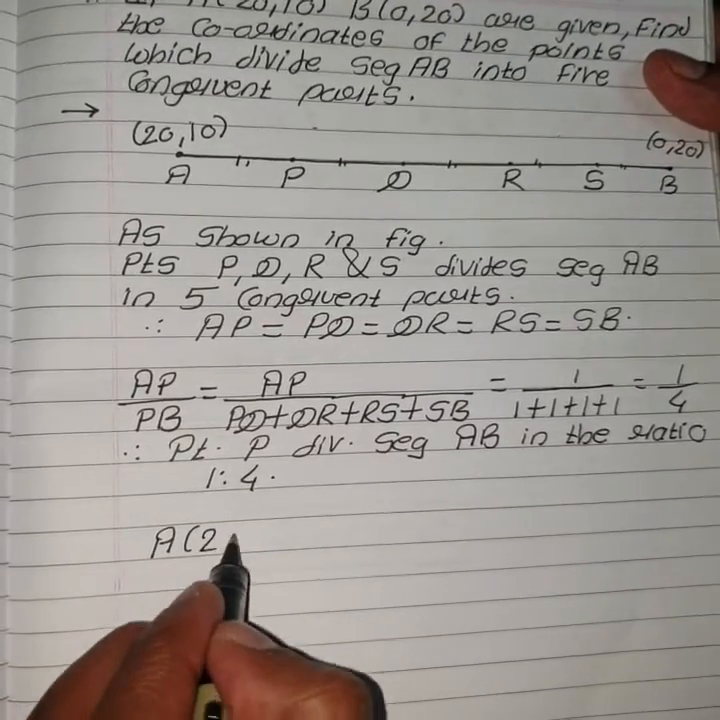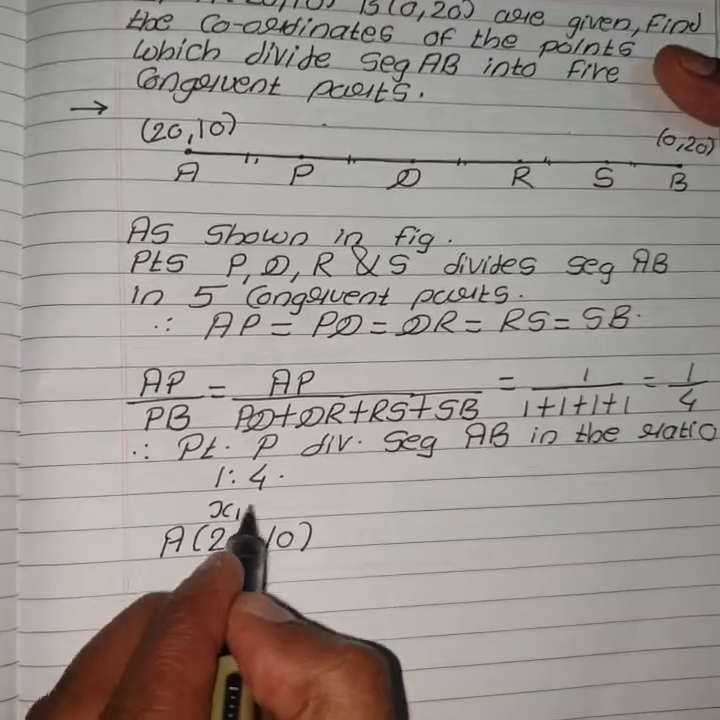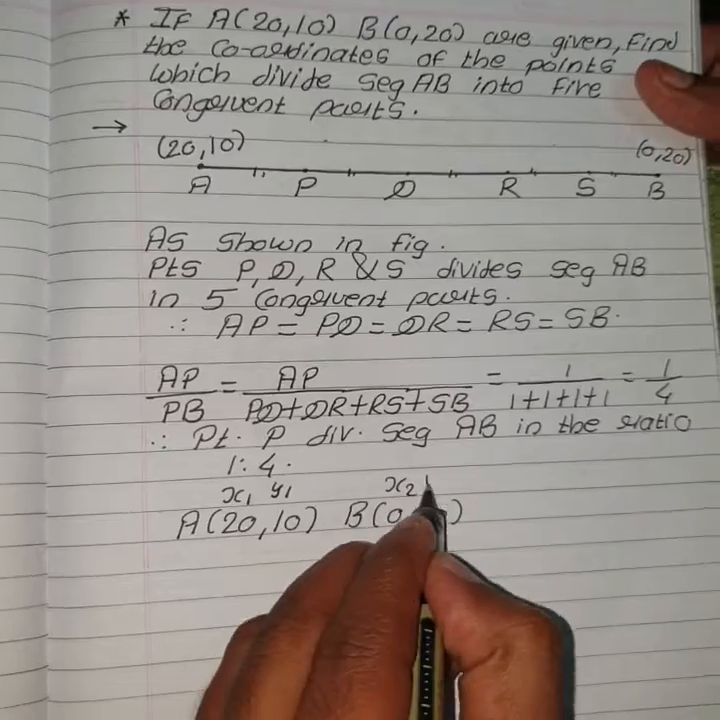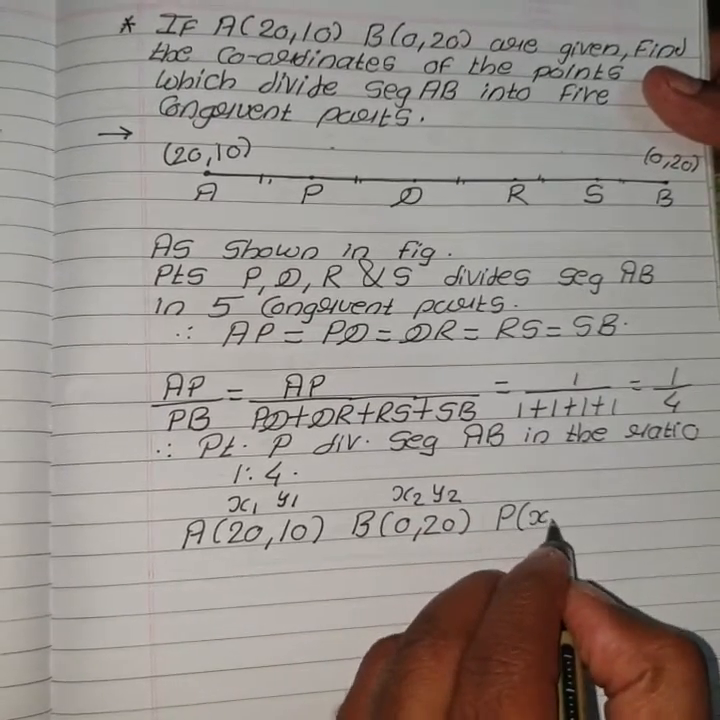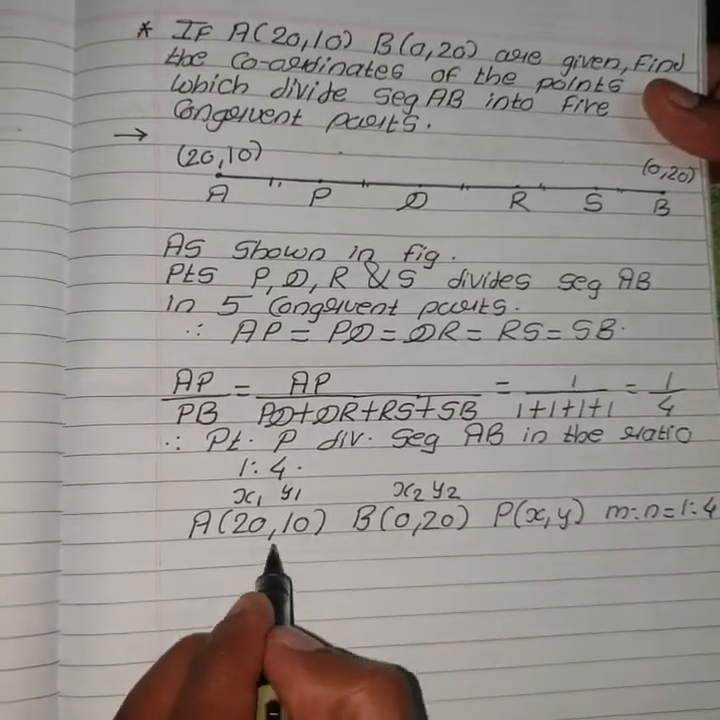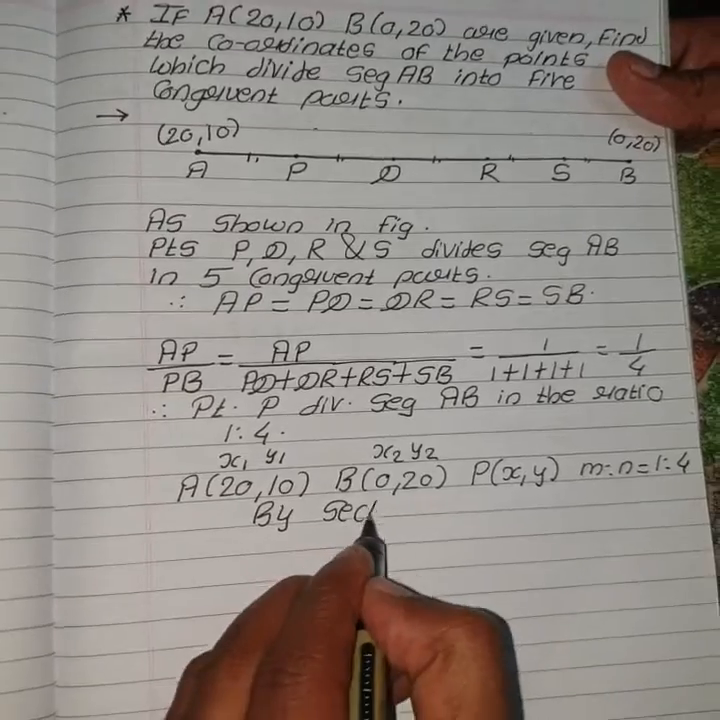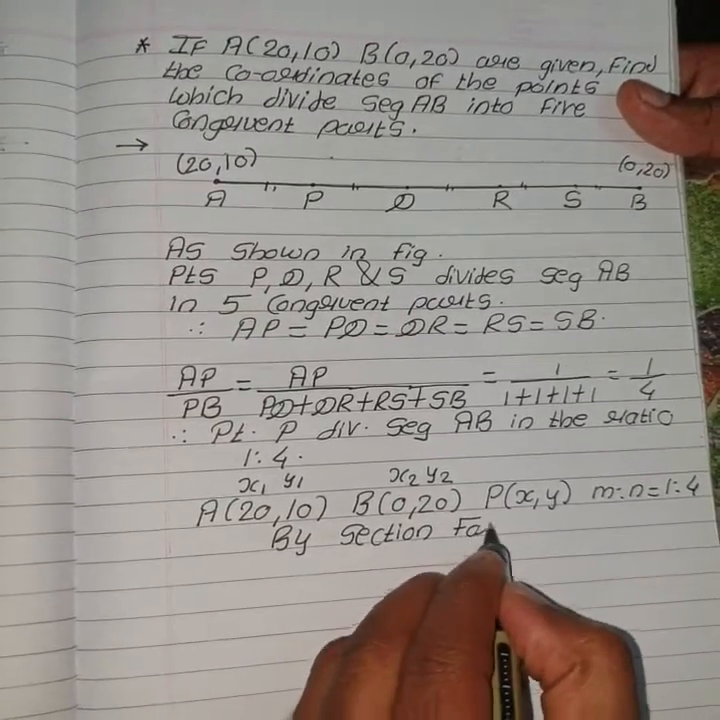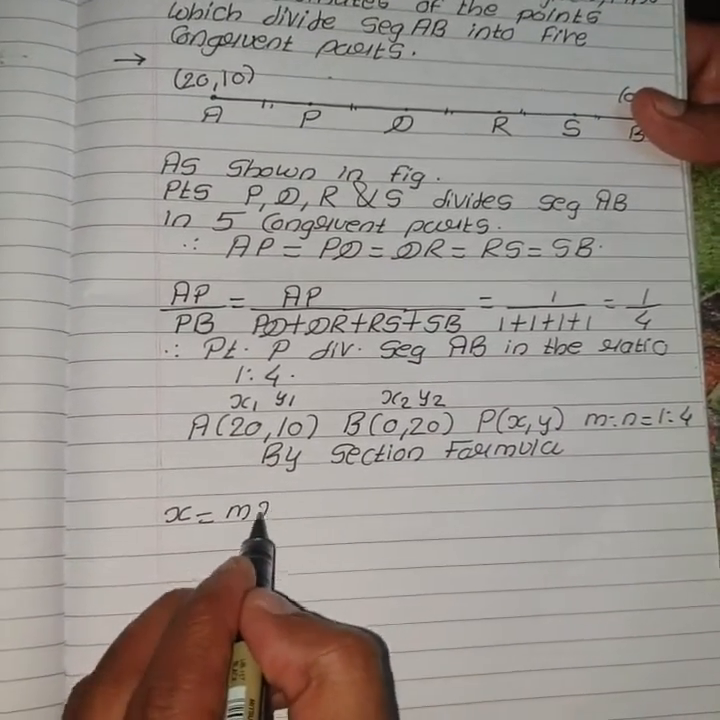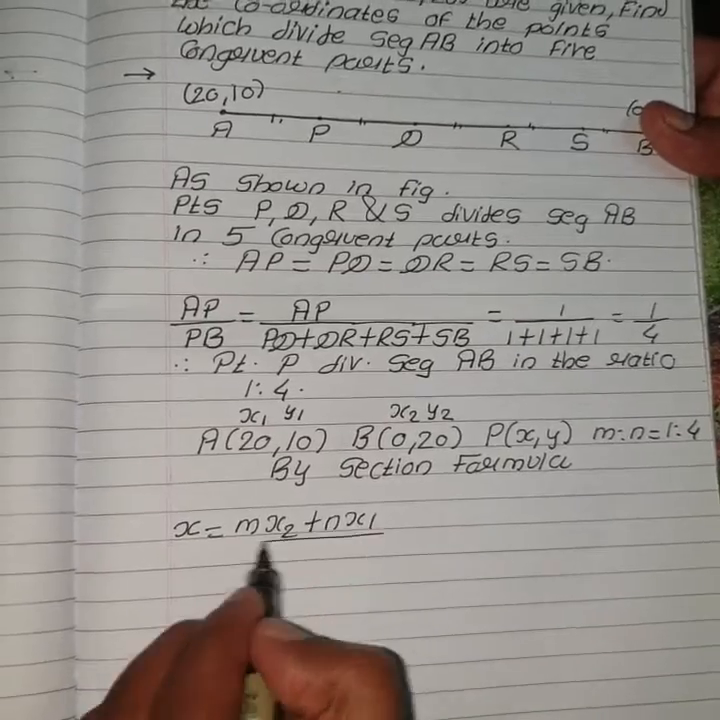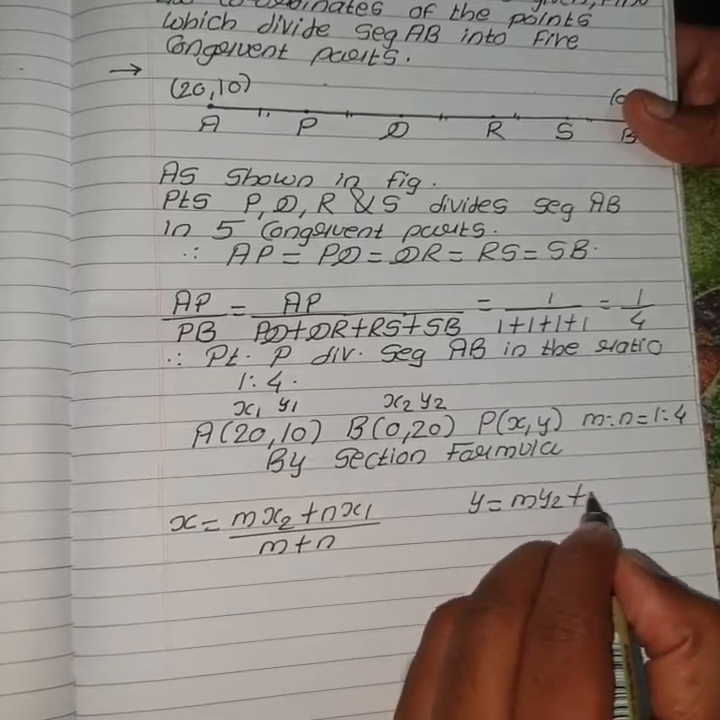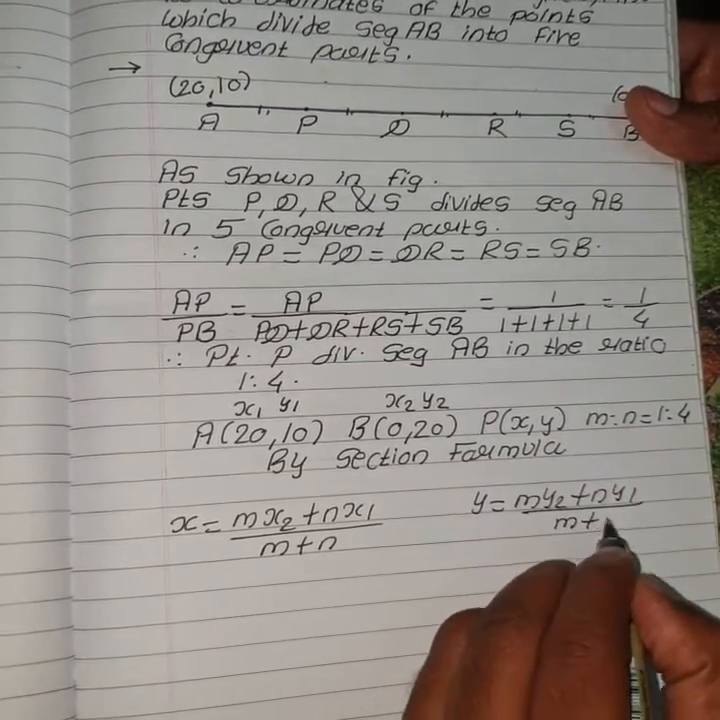What is A? 20, 10. X1, Y1. What is B? 0, 20. X2, Y2. What is P? X, Y. m:n is equal to 1:4. By section formula, what is X? X is equal to mx2 plus nx1 upon m plus n. Y is equal to my2 plus ny1 upon m plus n.